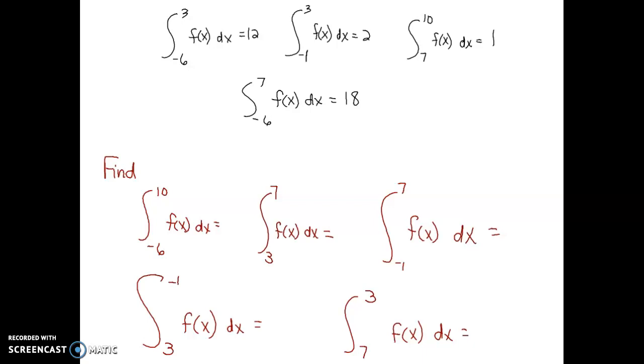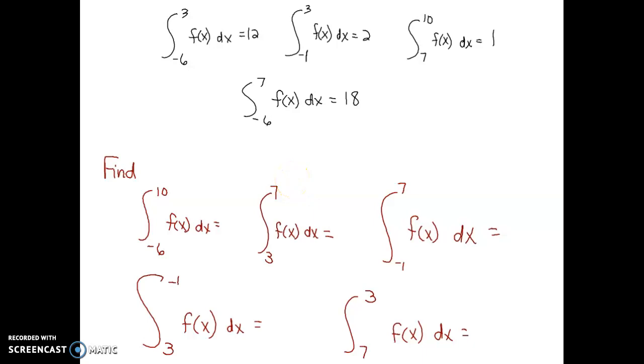Let's take a look at some definite integrals of an unknown function. At the top of the screen, I have what my unknown function would integrate to equal if I were to use these certain boundary numbers. And keep in mind that my function is the same for all of these. It's just an unknown function. We don't know what that is. Our goal is to try to find what the integration of the function would be of different values.